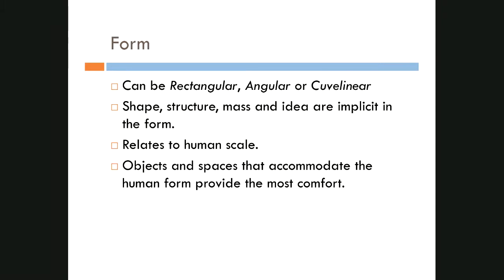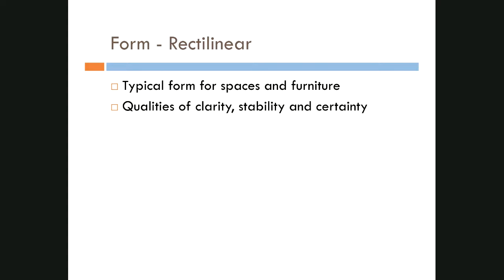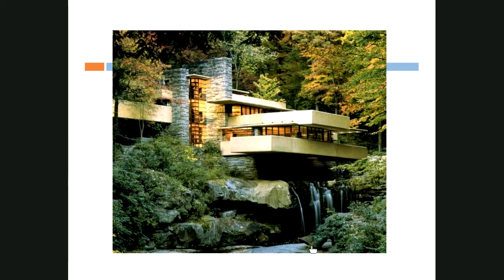Then you've got form. Form can be rectangular, angular, or curvilinear, and it relates to human scale. So rectangular forms are easier for furniture and placement. Here's a rectangular form in a building, right? Strong horizontal lines, and it's rectangular. Anybody know what this building is? Falling Water. Falling Water, yep.